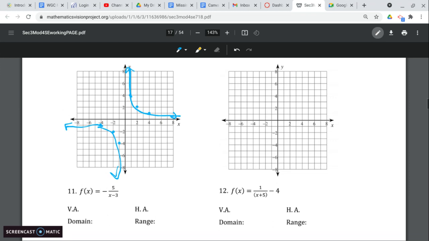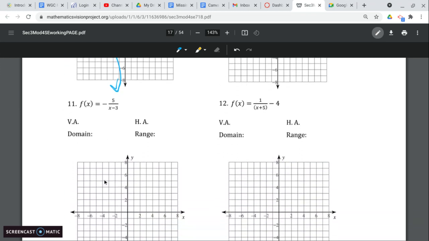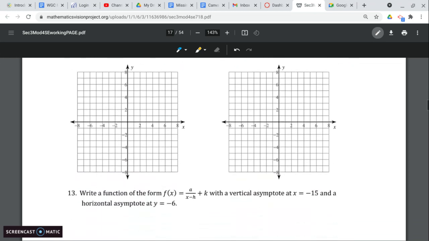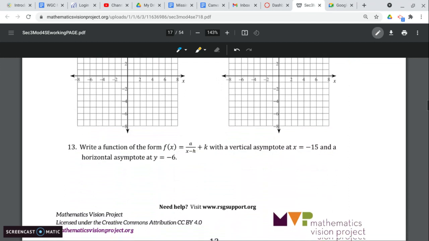So in this one down here, notice we have the x minus 3. Here we have the x plus 5. So we have to be careful. Those are the ones where it's going to change our vertical asymptote. So this would be x equals 3. This would be x equals negative 5. This one would just be y equals 0. This one would be y equals negative 4. And so then use that to help you come up with domain and range, and then plot some points to show what these would look like.